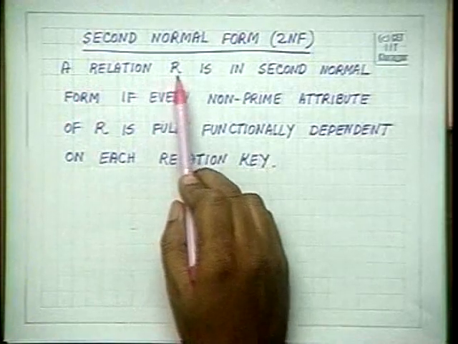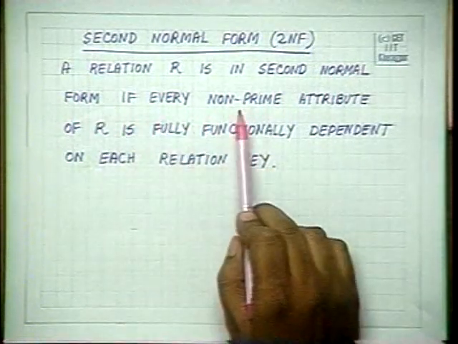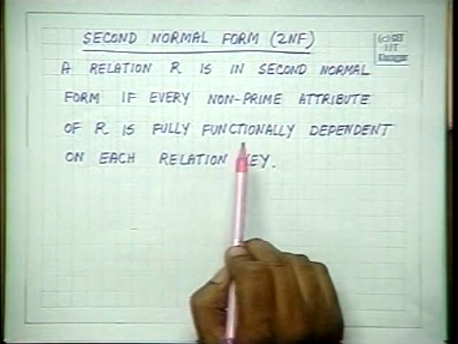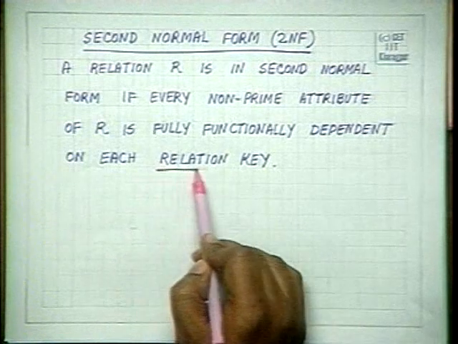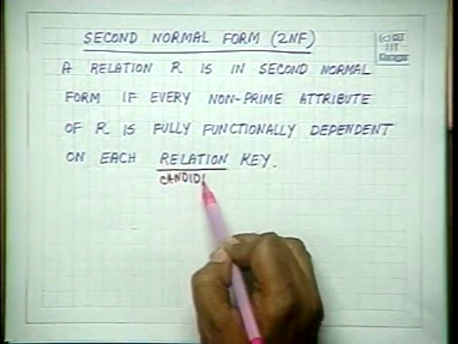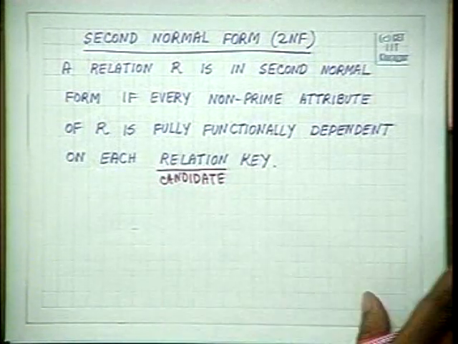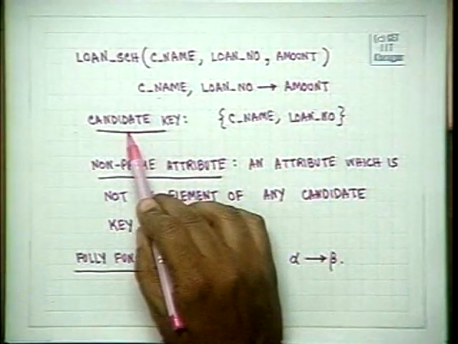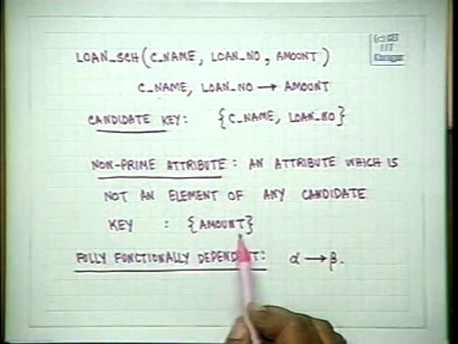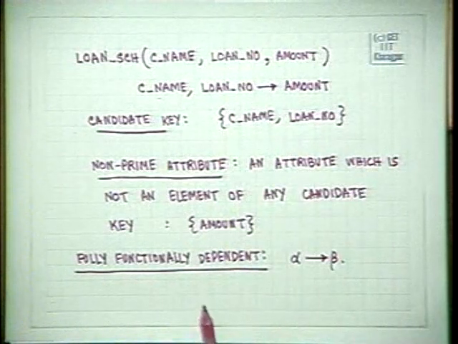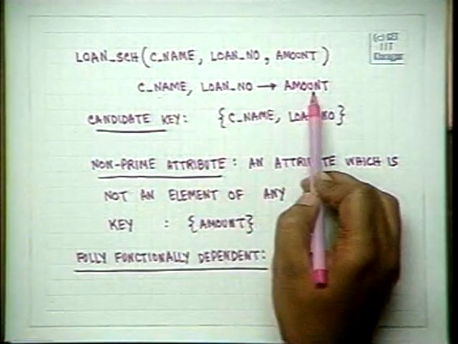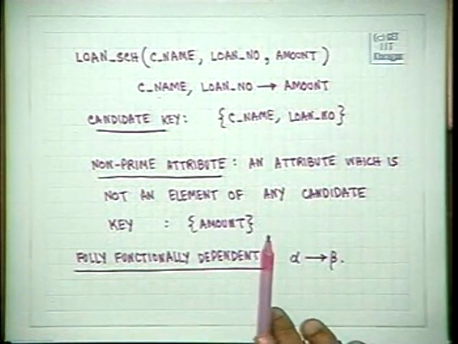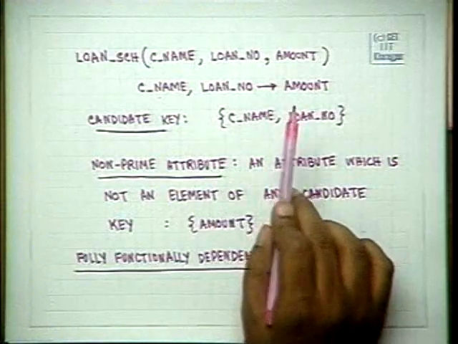Now, what does it say here? It says a relation R is in second normal form if every non-prime attribute of R is fully functionally dependent on each relation key. Each relation key means each candidate key. What are the candidate keys here? Only one. What is the non-prime attribute? Amount. And it is fully functionally dependent on the key. Therefore, this is in second normal form.